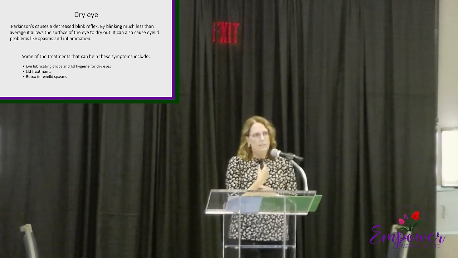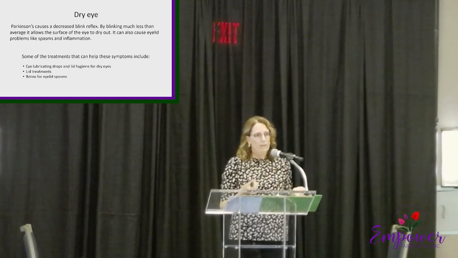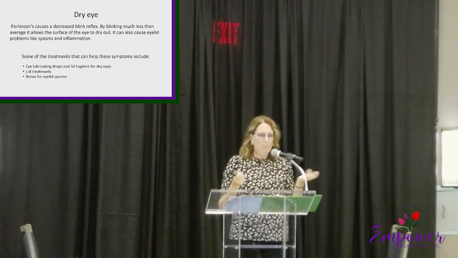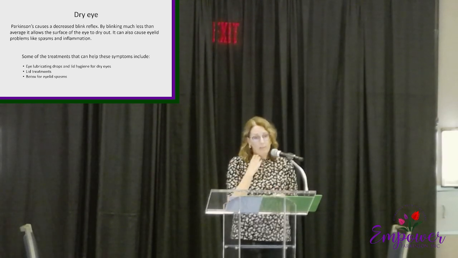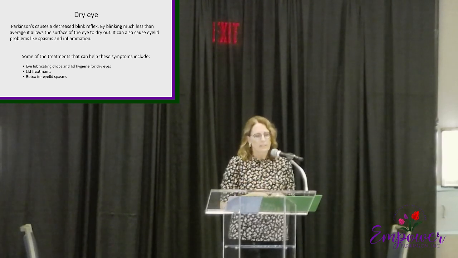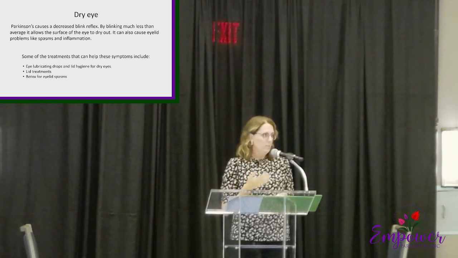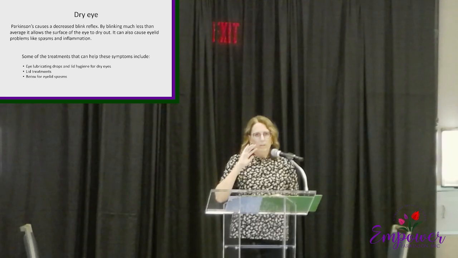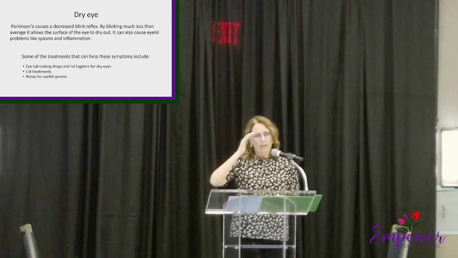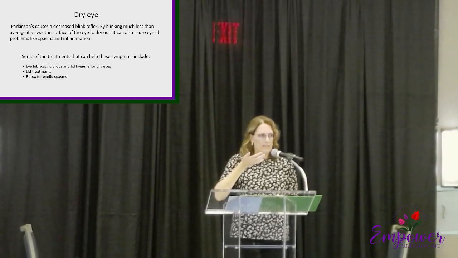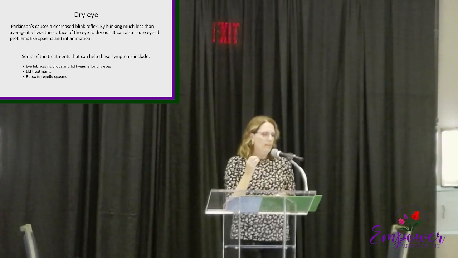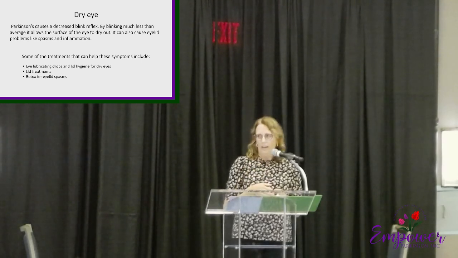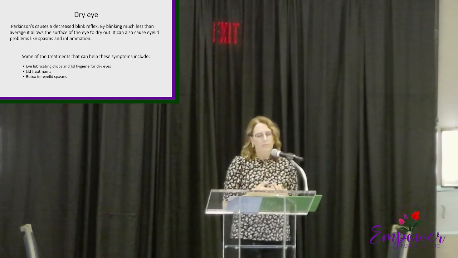Another difficulty that we find that's higher than usual, happening more than in a typical person, is dry eye with Parkinson's. The reason is it causes a decrease in the blink reflex. So we have tears coating the outside of our eye. Every time we blink, those tears are being refreshed and coating the outside of the eye. If you're not blinking as much or you're not blinking fully, that front part of the eye can really dry out, which can be very uncomfortable.